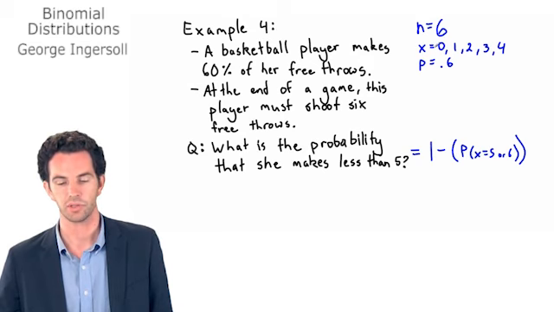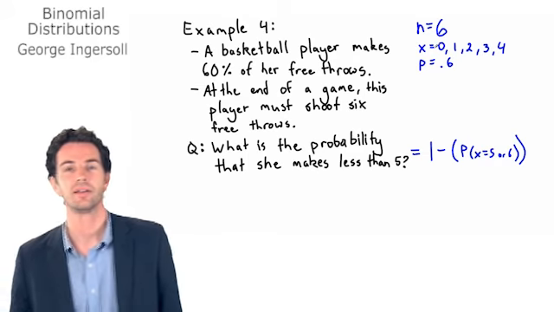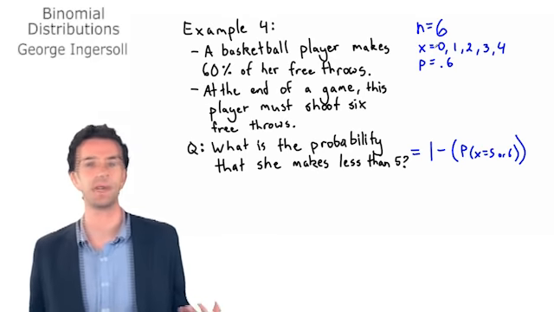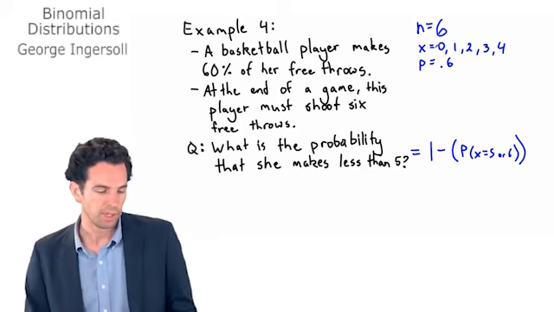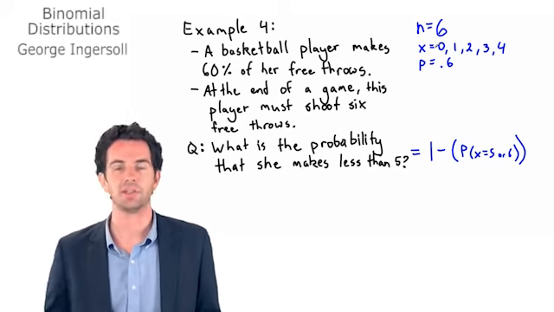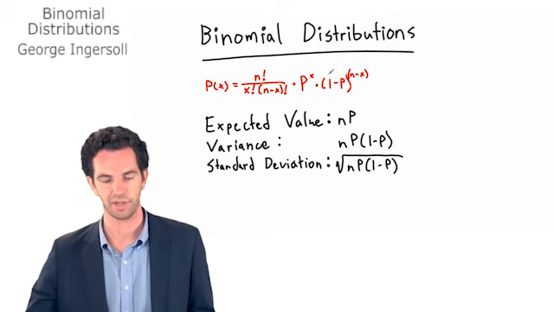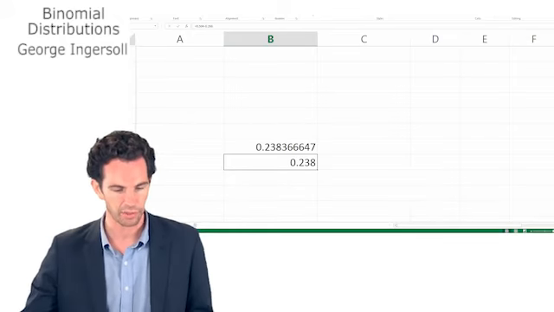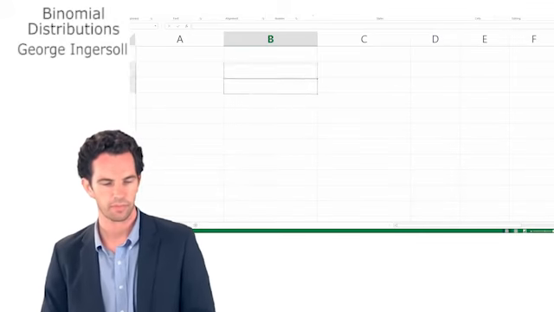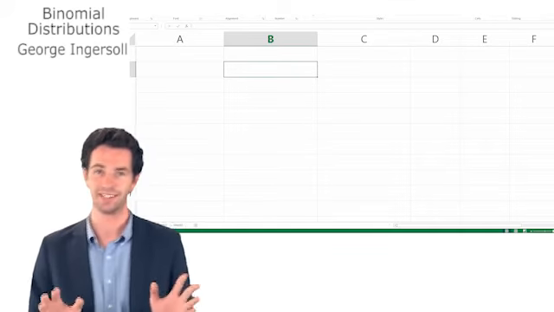X is equal to 0, 1, 2, 3, or 4, which is the same thing as 1 minus the probability that x is equal to 5 or 6. So that's one thing we could do. But instead of doing that, because we'd still have to run this equation twice for x equals 5 and x equals 6, and then subtract that from 1, I'm going to show you the third way that we can do these calculations. And that is using Excel. And Excel makes it really easy.